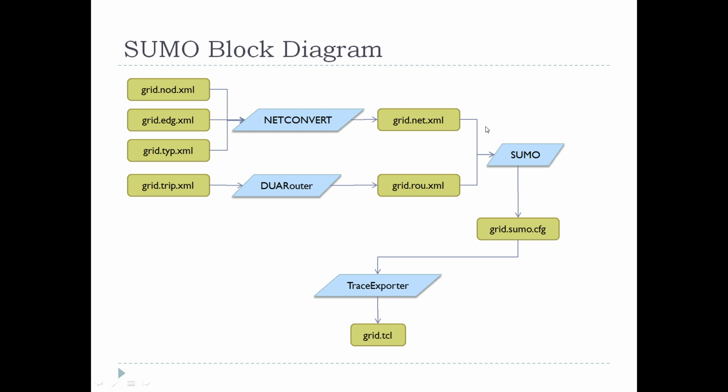Once you have the network defined, which is in this net file, and once you have the actual route defined for the scenario, which is in this route file, you can use Sumo to create the Sumo configuration file, which is right here. And then finally, once you have that configuration file, Trace Exporter can be used to output the TCL script defining that scenario, which can be later read in NS3.